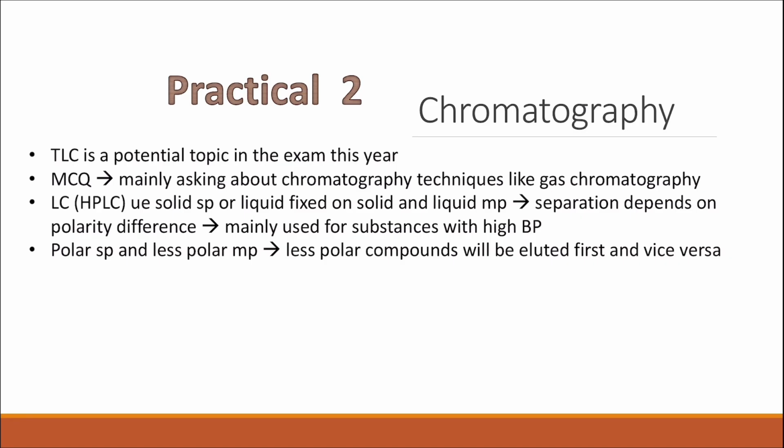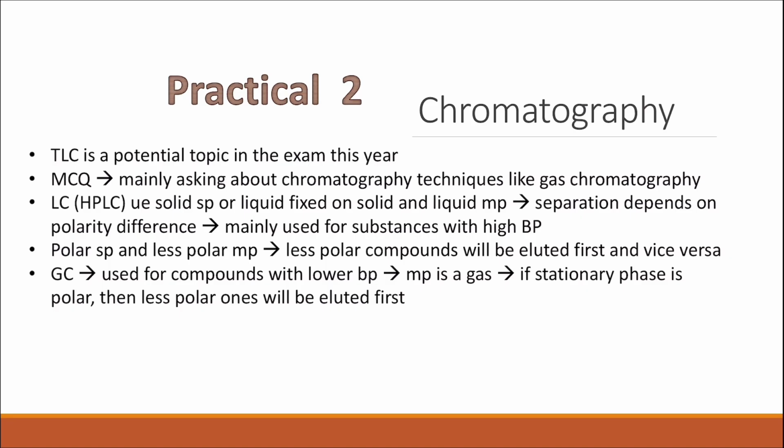If you have a polar stationary phase and a less polar mobile phase, then the less polar compounds will be eluted first, and vice versa. So basically the components will move with the mobile phase, and the more polar the mobile phase, the faster the more polar components will move with it. If you have a less polar mobile phase, then the less polar components will move faster. That also depends on the distribution between the stationary phase and the mobile phase. So if the stationary phase is less polar, it will retain the less polar components, while if the mobile phase is polar, the polar components will move faster than the less polar ones, and vice versa.